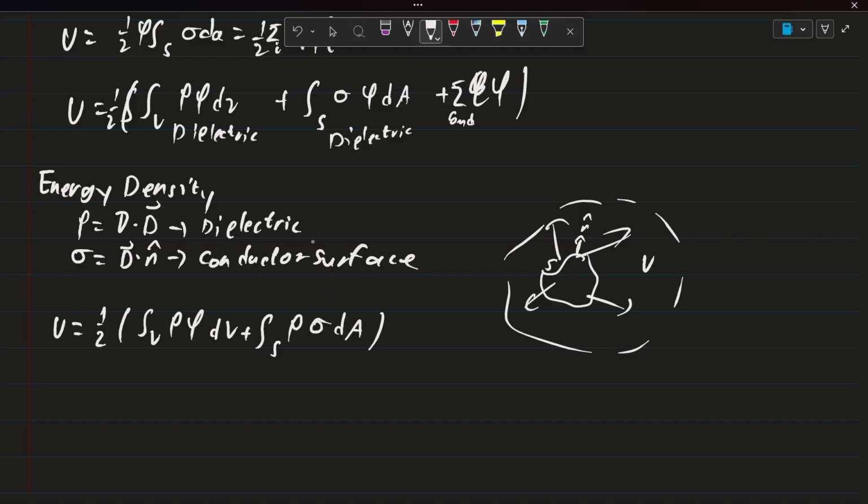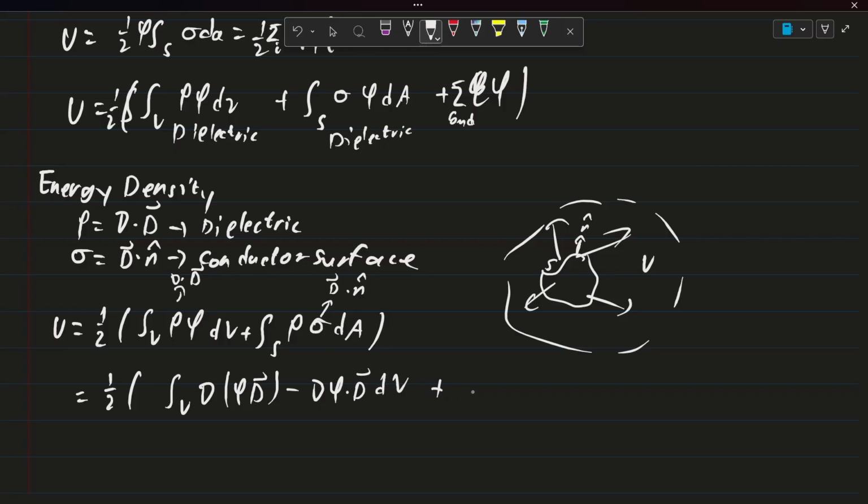Now we can substitute your values, and here the surface is going to be this conductor. So therefore, we can rewrite this as the D vector dot n hat, and for the rho, this would be the divergence of D vector. And so this could be rewritten as half times the integral of the volume, but in here I'll be doing something that's slightly different. Instead, we'll write this as divergence of phi D vector minus the gradient of phi dot D vector. It's the same thing, dV, plus the integral of the surface of phi D vector dot n hat. Sorry, phi. Yeah, this should be phi, my bad.